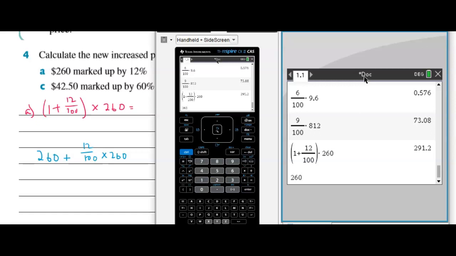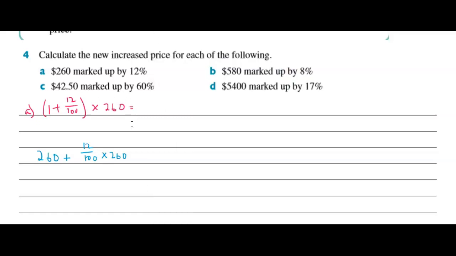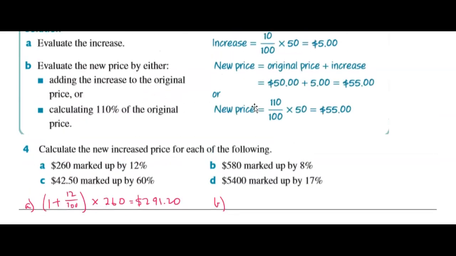And then the second one, 12 over 100 times 260 added to 260, we get the same answer. So it's up to you how you do it. 291.20, and same here, 291.20. Now, I prefer the first method because that's what you're going to see a lot. So I'm going to do the rest of them like that, but I just did it in blue to show you what they were showing you earlier.